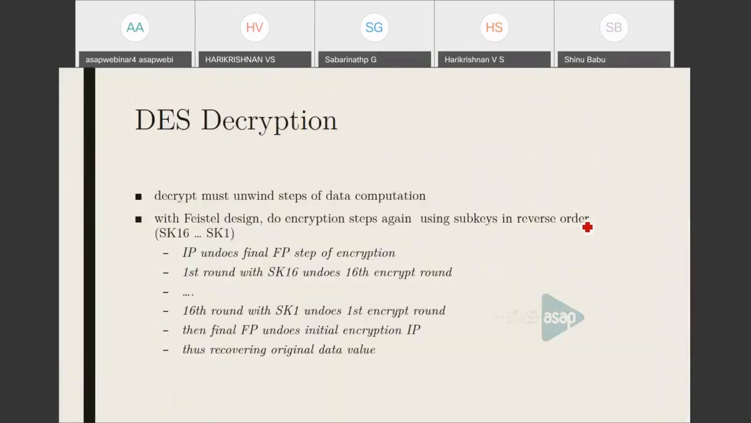Right. And how about decryption? Just like we said earlier, whatever happens in encryption, the same thing happens in exact reverse order.